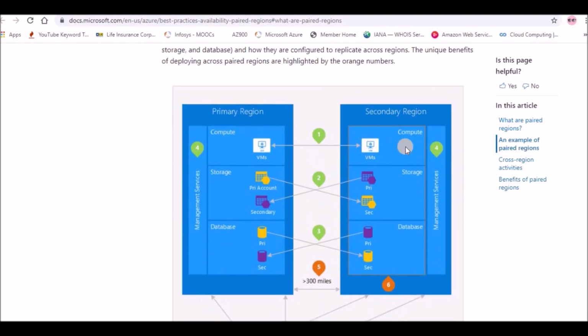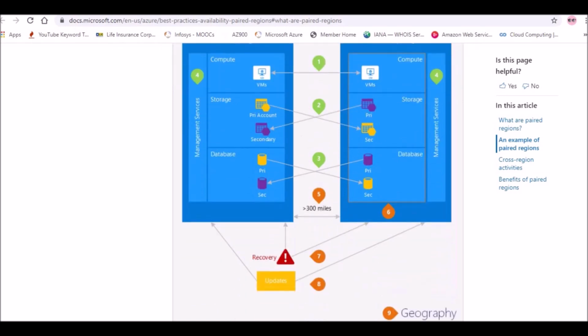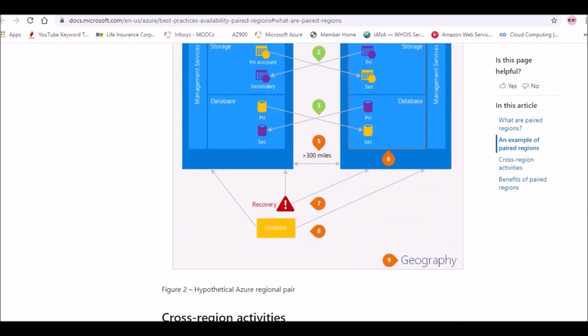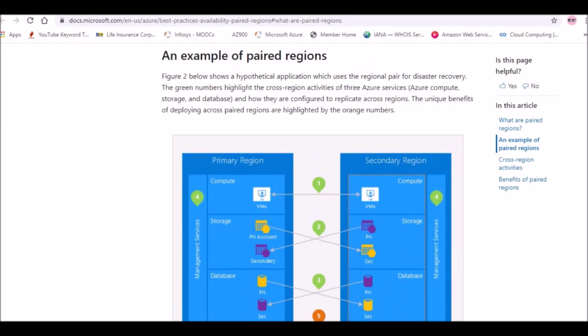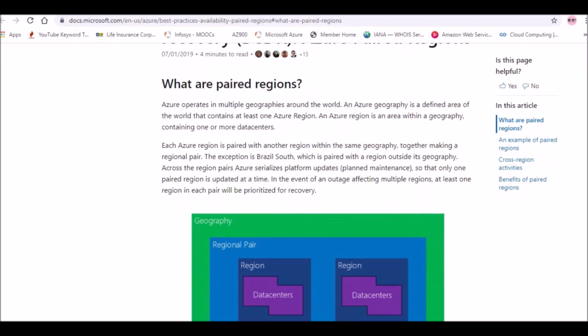So this is the advantage we spoke about earlier. When you have a VM here, you will have the same sort of replica here. Like that, you will have a storage like this. So you can go through this diagram, then you will understand. So for disaster management or any sort of physical outage, all those are going to be resolved by using regional pairs.